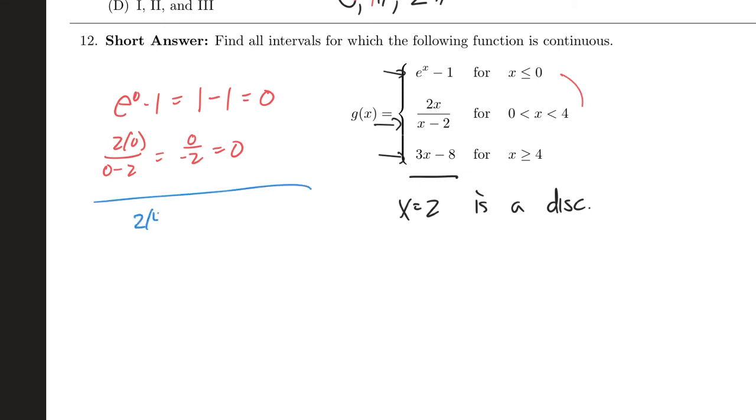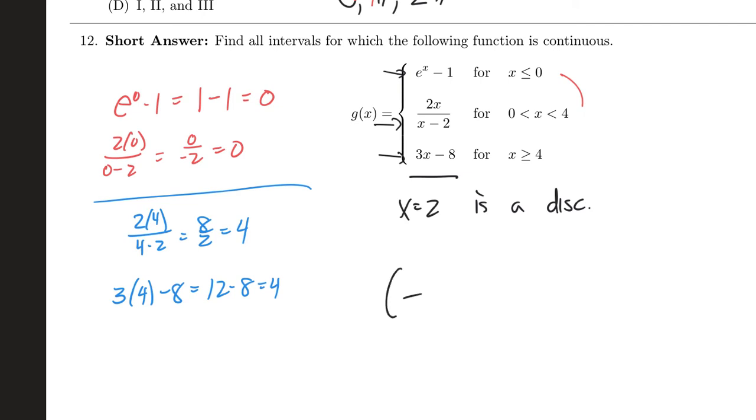So I plug in 4 here. I get 4. I'm going to plug in 4 into the bottom because that's what we're switching to. And I also get 4. So actually, both these switches work out fine. They're continuous, so there's only one discontinuity at 2.